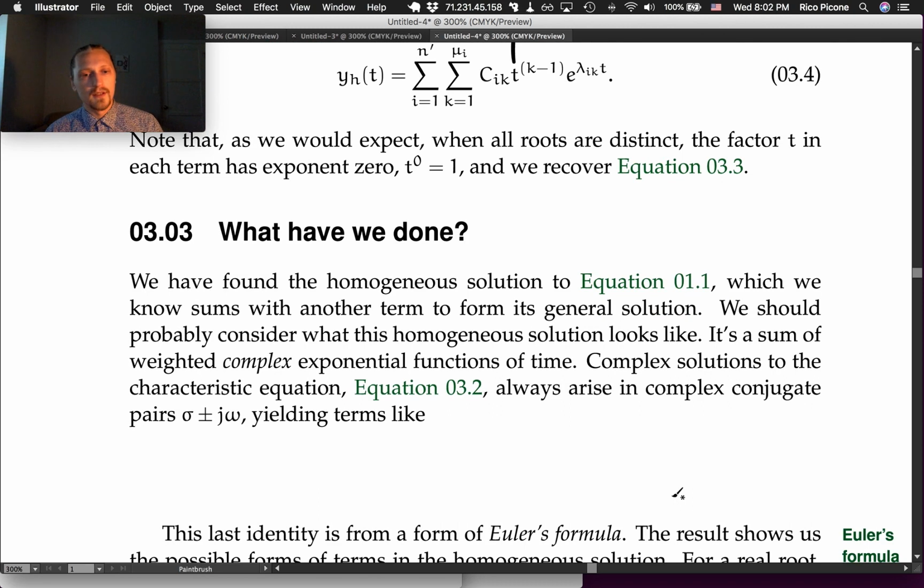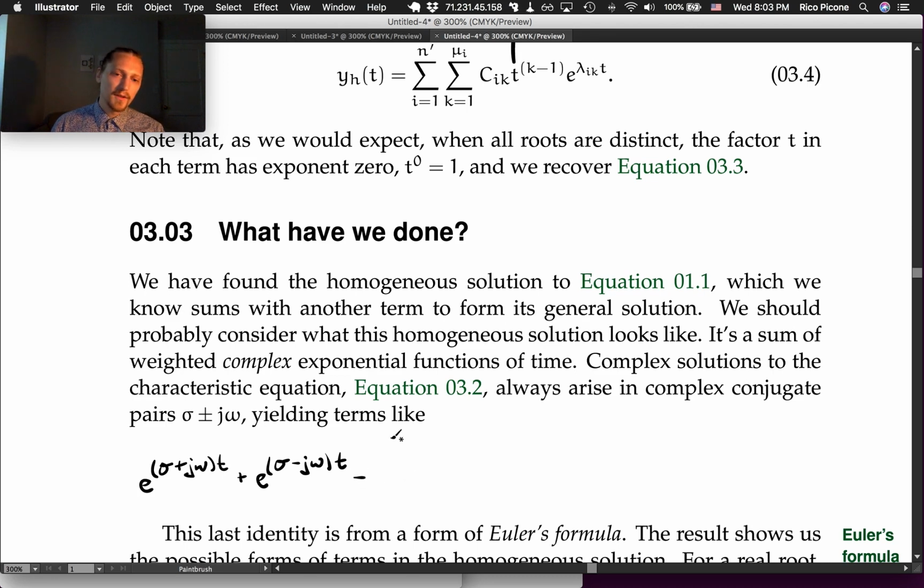Complex solutions to the characteristic equation 3-2 always arise in complex conjugate pairs, where there's a real part plus or minus j times the imaginary part, omega in this case. So sigma plus or minus j omega, yielding terms that look like this. So you could have, for instance, e to the sigma plus j omega t plus e to the sigma minus j omega t. So terms like this are going to show up in the homogeneous solution when we have a complex solution to the characteristic equation. Oops, that last t was supposed to be outside of the parentheses.